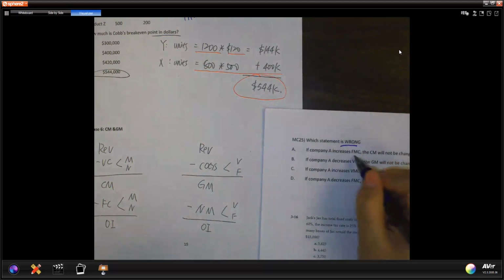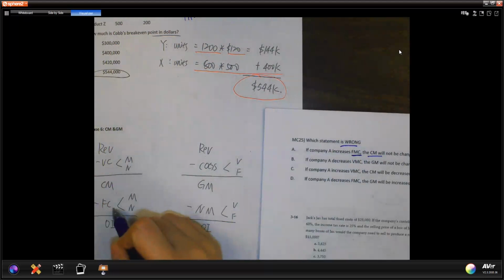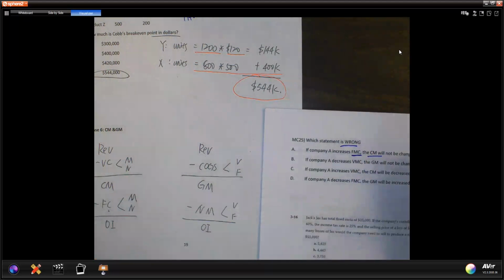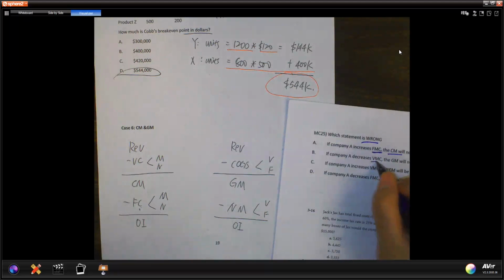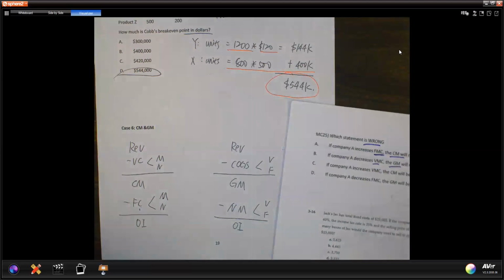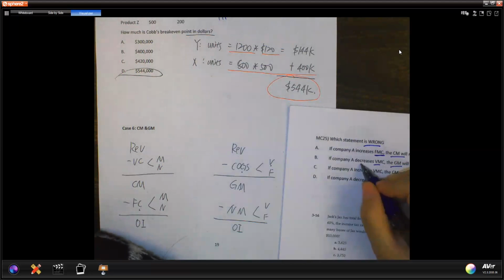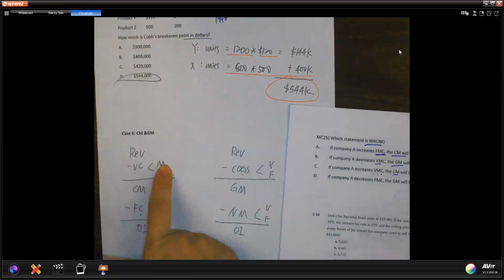If you increase fixed manufacturing cost, contribution margin will not be affected. This is right, because no matter whatever, as long as it's fixed, contribution margin will not be affected, right? If you decrease variable manufacturing cost, gross margin will not be affected? If you decrease variable manufacturing cost, gross margin will increase, right? This is wrong. If you increase variable manufacturing cost, contribution margin will decrease.